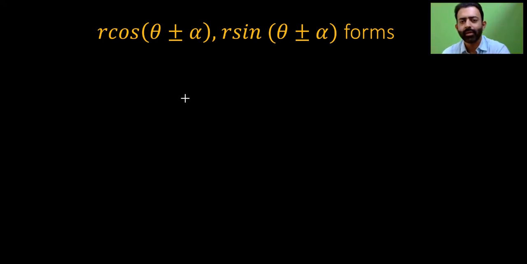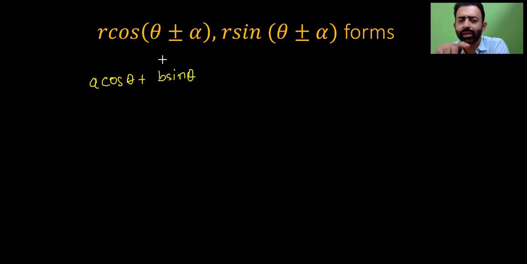Hey guys, so next are the r cos(theta ± alpha) and r sin(theta ± alpha) forms. You might have come across a trigonometric expression which involves both sin theta and cos theta terms. What we have to do is remove one trigonometric function and replace it with a single trigonometric function. For example, let us say you have a cos theta plus b sin theta.